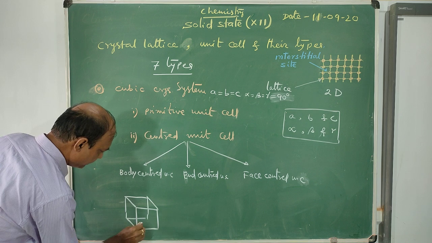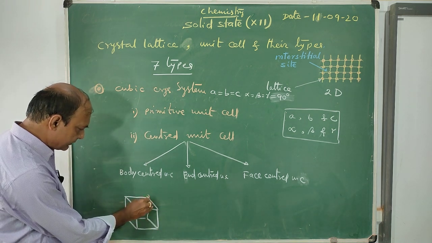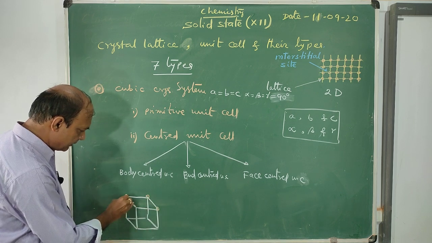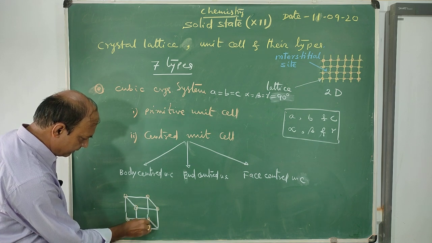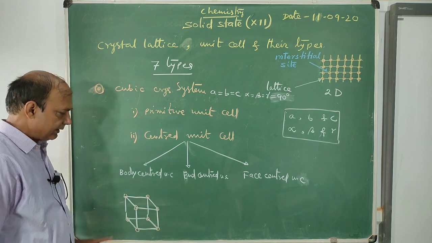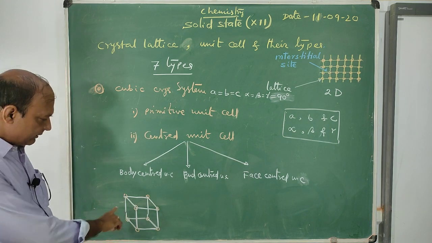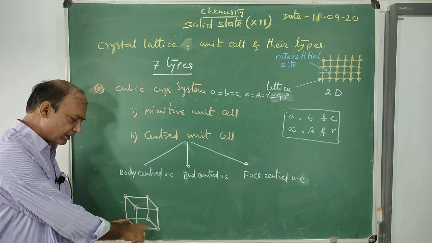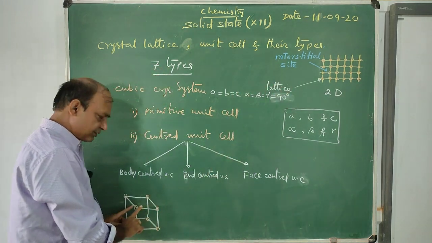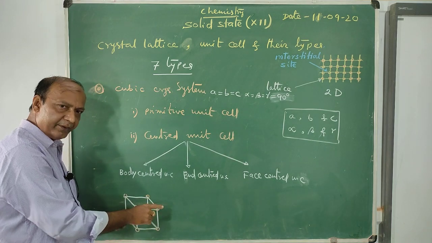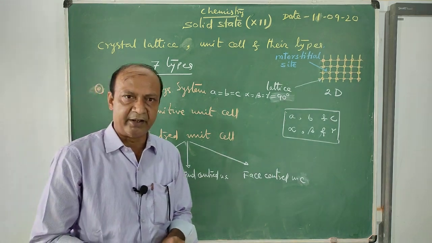This is a cube, and the particles are present at the corner. This is a particle. This is primitive unit cell. Clear? This is the unit cell, the three-dimensional smallest block of the crystal lattice, which when repeated in all directions, the whole crystal will be generated.